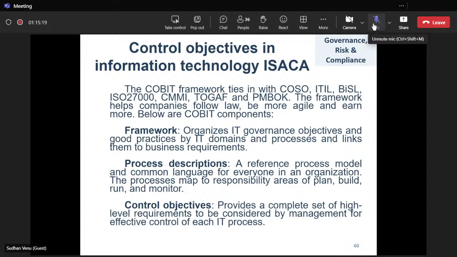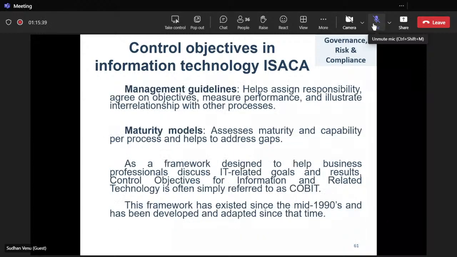And the process description is a reference process model, which is a common language for everyone in the organization. The process maps to responsibility areas, where to plan, build, run, and monitor everything. And control objectives are the complete set of high level requirements to be considered by the management for effective control of each IT process. And management guidelines help to assign responsibility, aggregate the objectives, and measure the performance of those guidelines, and illustrate the relationship with the other processes in terms of management guidelines.